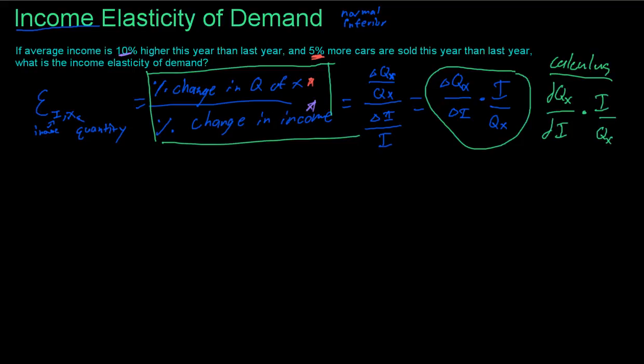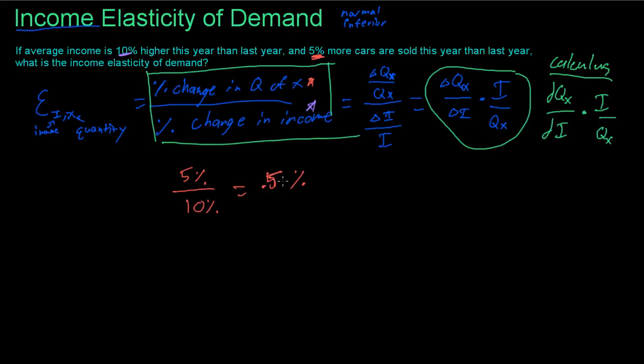So all we have to do in this case is just take 5% and divide that by 10%, which is just going to be half of 1%. So we have 0.5. And that's all there is to it. So for every 1% increase in income, there will be a 0.5% increase in the quantity of cars sold.